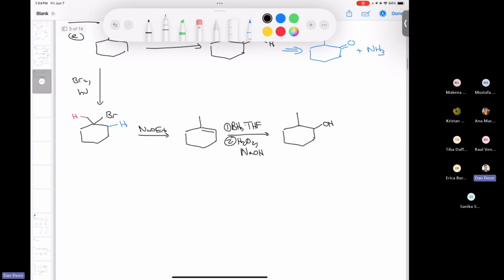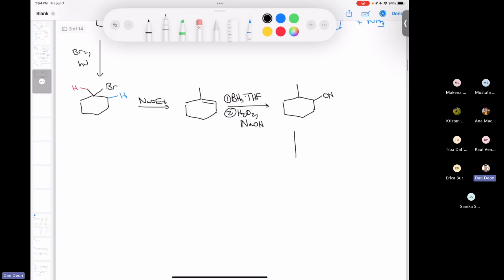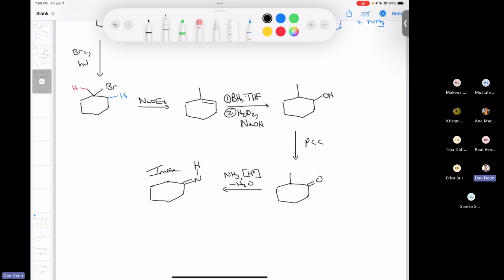Let's see here. I'm kind of running out of space, so I'm going to finish it down here. The next step, I'll just use PCC to wrap it up, but that would oxidize to the ketone. And then to make the imine, so what were the steps, okay? So remember, this is the one where the pH is very important. You don't have to write that down. All you'd have to write is ammonia. You need a catalytic amount of acid, and you lose water in the process, and that is going to give you your imine. Okay, again, this is an imine. All right, there you go.